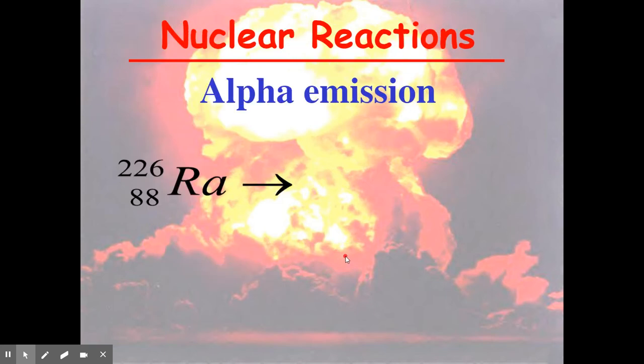So we're going to talk about alpha emitters and beta emitters today, and then we're going to be done. If you're told that something is an alpha emitter, so radium 226 over 88.